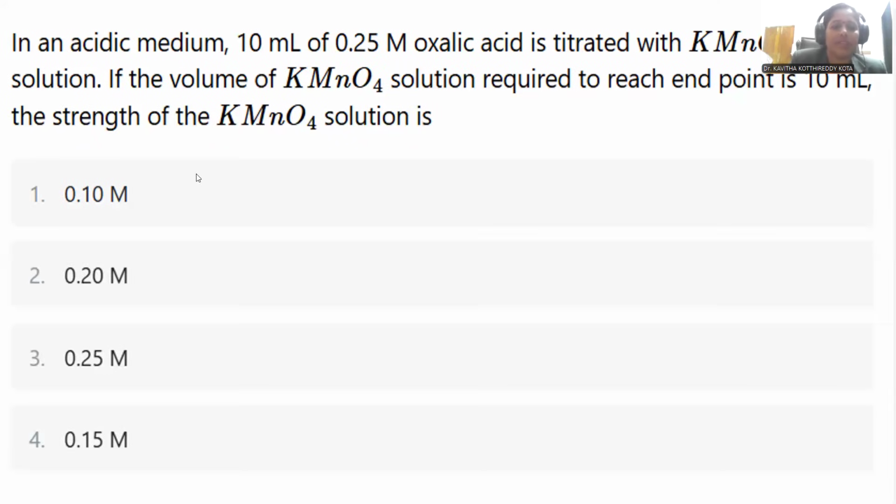This is the concept taken from Basics of Chemistry, where MCQ questions are taken into consideration.